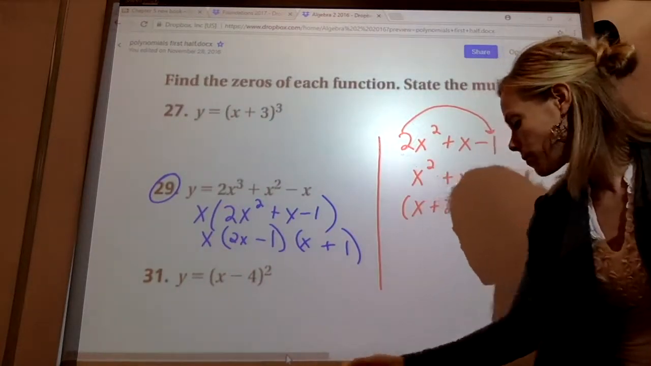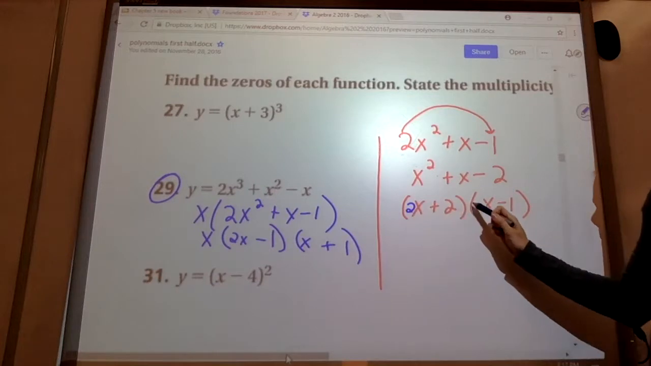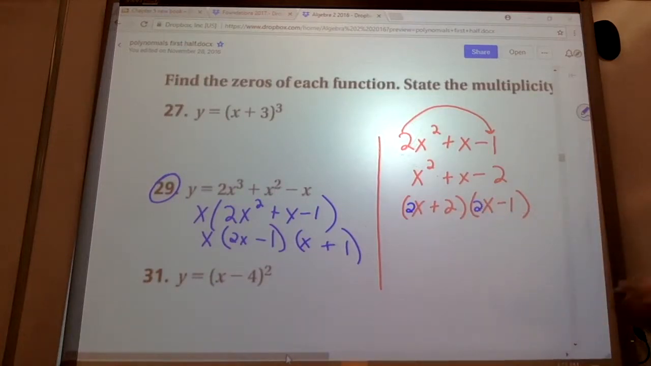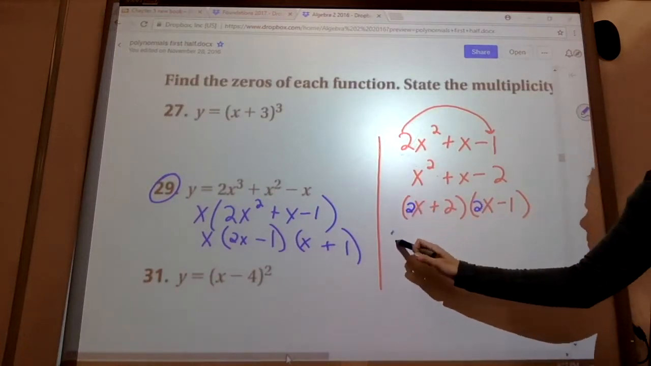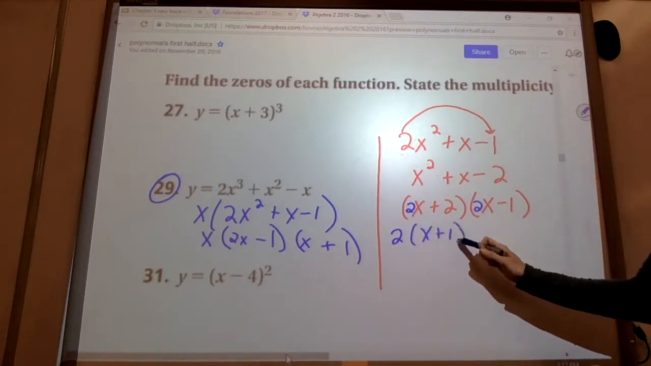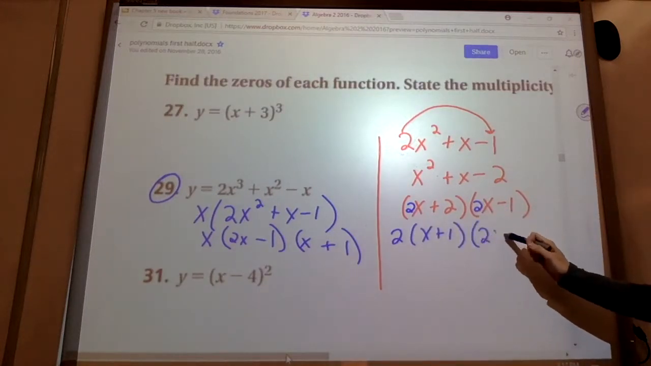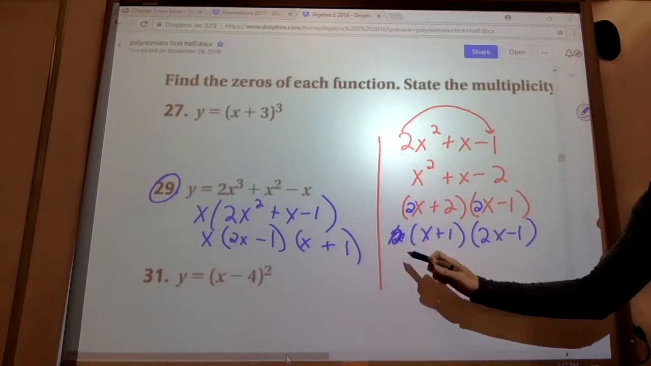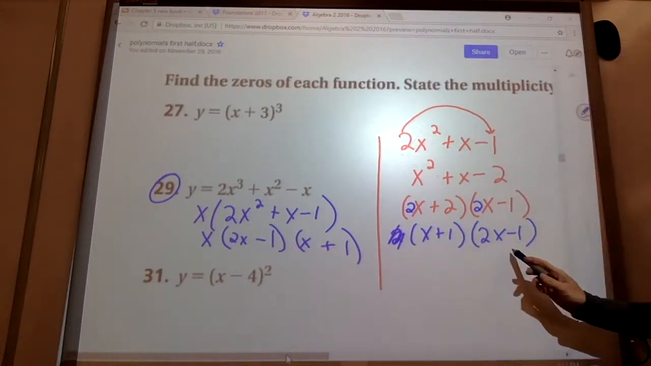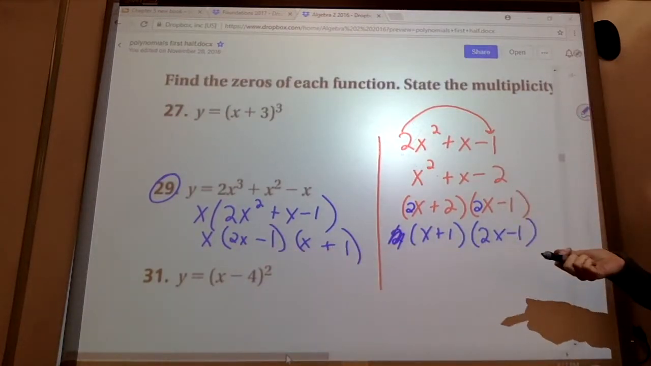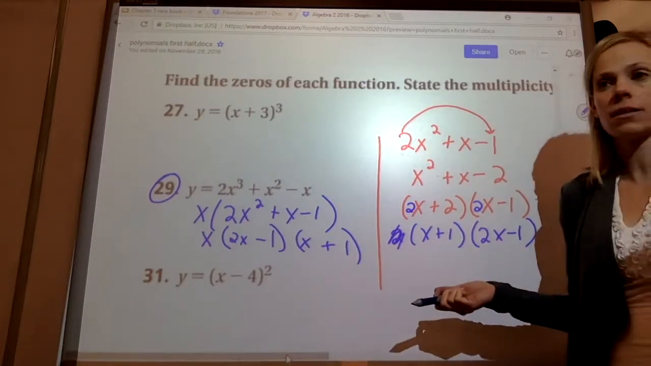If the 2 goes away, the 2 has to come back in. Can I take anything out of 2 and 2? A 2. Can I take anything out of 2 and 1? No. Whatever factors out goes away, and see how I have the same factors? It's just going to take you longer. That's the downfall. It's going to take you longer.